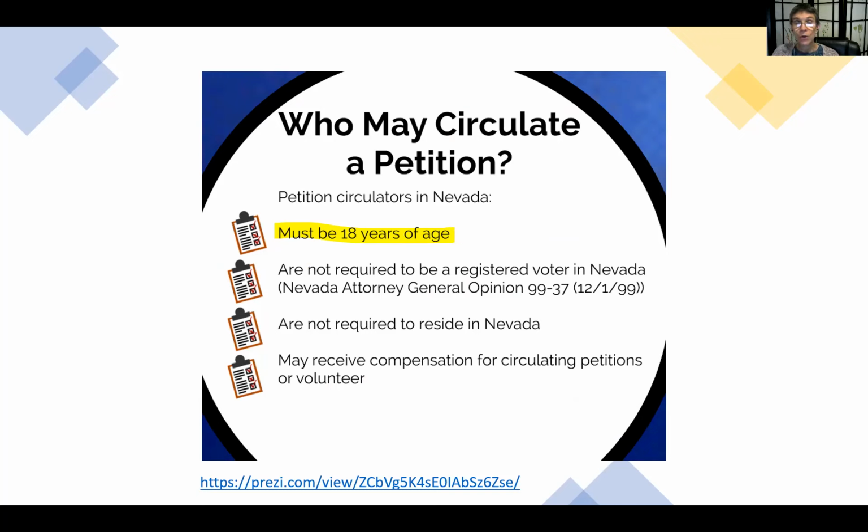So who can circulate a petition? Who can have those packets and ask other people to sign? A circulator has to be 18 years of age. So that is a must. They're not required to be a registered voter in Nevada. They're not required to reside in Nevada, and they may receive compensation for circulating petitions or for volunteering. So the only hard and true requirement is that you have to be 18 years of age.